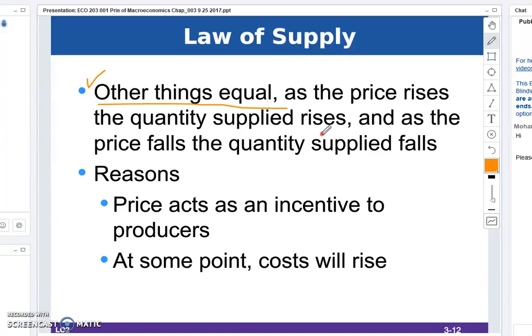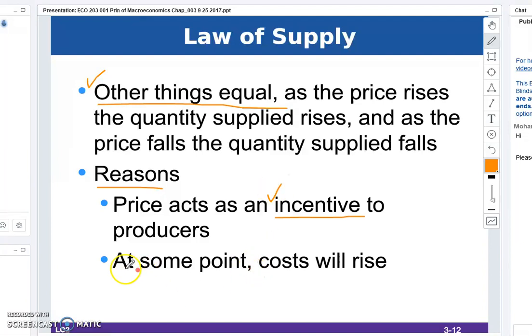This is a direct relationship, right? And in the graph, if we put price on the vertical axis and quantity supplied on the horizontal axis, the curve will be an upslope line. Now, what is the reason for this? Price acts as an incentive to producers. See, higher price means higher profit to the producer, so they will then produce more.